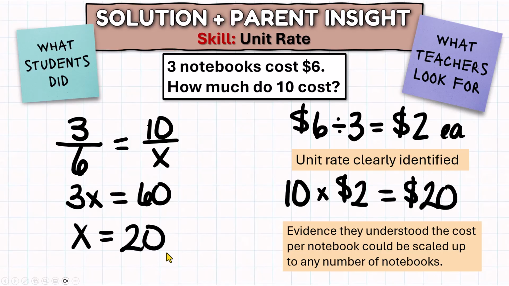We are looking for the per one idea, because this idea translates up in upper level math into slope, and then slope transfers into rate of change, which becomes derivatives in calculus. So the teachers, I'm not saying they're going to count this first one wrong. It's just that they are really going for something very specific when they want a unit rate. They want that thing broken down to how much does 1 cost.